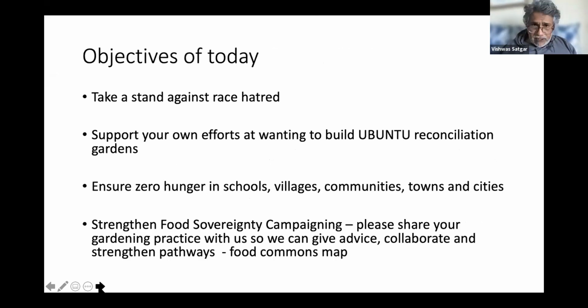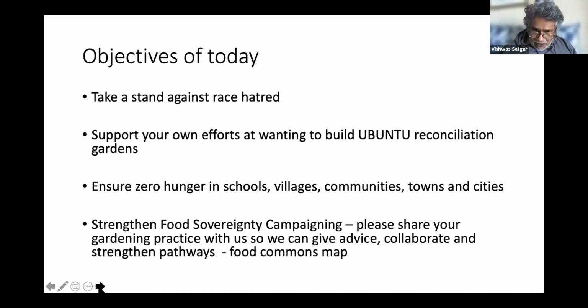So in short, the objectives of today are to take a stand against race hatred. It's to support your efforts on wanting to build Ubuntu reconciliation gardens. It's to ensure zero hunger in schools, in villages, in communities, towns, and cities, because this was our rallying call for the past 7 years. And again, if the powerful had listened, we wouldn't have been in the situation that we are in. But we don't have to wait for the powerful. We must lead this process together.